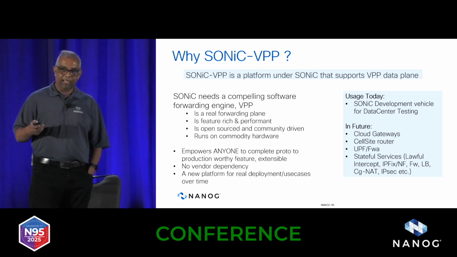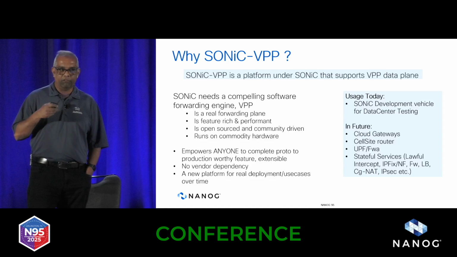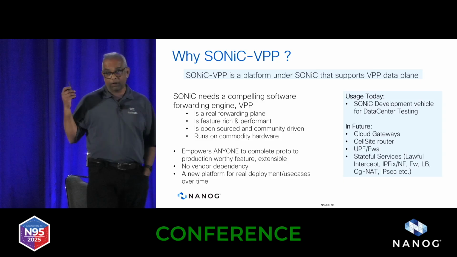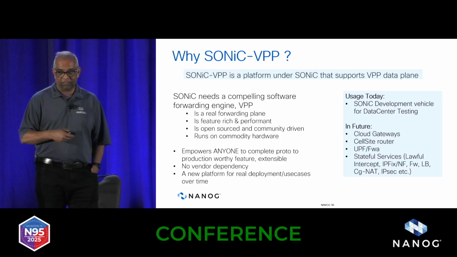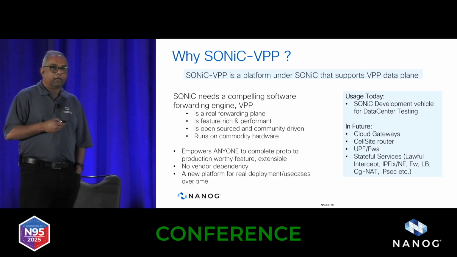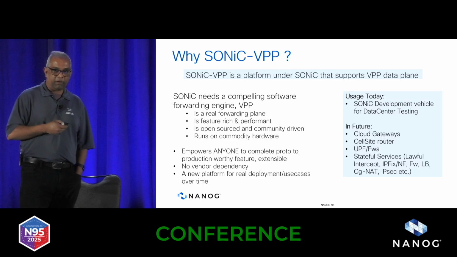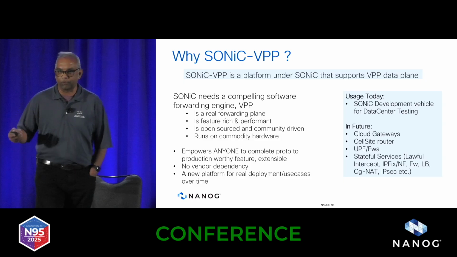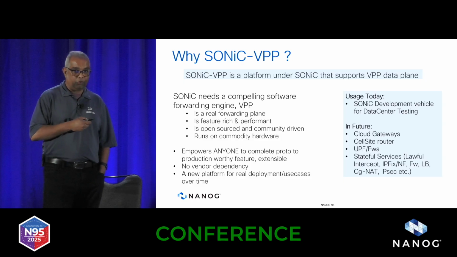So VPP is a really high-performing, fairly heavy feature set, fully compliant for various interoperability testing, also open source and community-driven, and can run on any commodity hardware, right? Whether it's x86 or an ARM-based CPU or anything, you can compile this and run on any environment. What this really does is it gives you the tools to really do anything. It empowers everybody and democratizes the equation for testability with an environment that is completely built on open source software data plane. Okay, there's no vendor dependency.